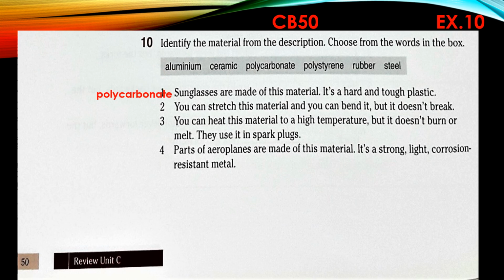Number 2. You can stretch this material and you can bend it, but it doesn't break. This material is rubber. 3. You can heat this material to a high temperature, but it doesn't burn or melt. They use it in spark plugs, and of course this is ceramic. Finally, parts of aeroplanes are made of this material. It's a strong, light, corrosion resistant material. Of course this is aluminium.